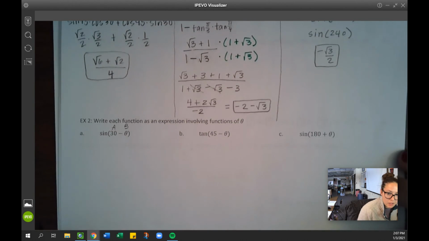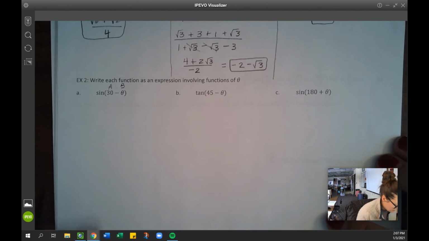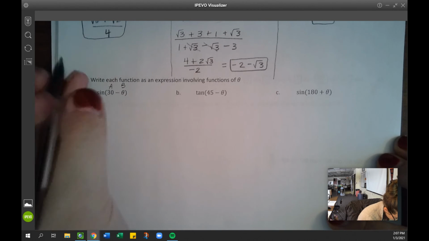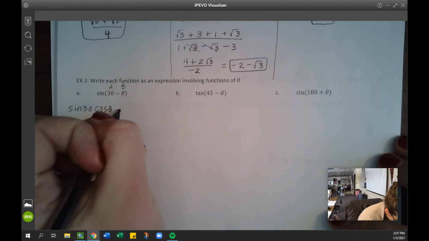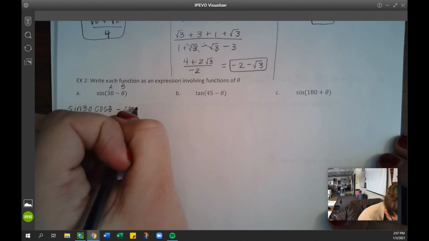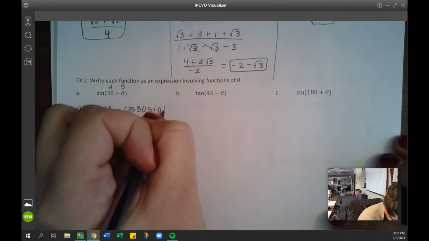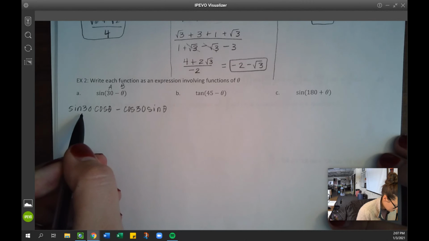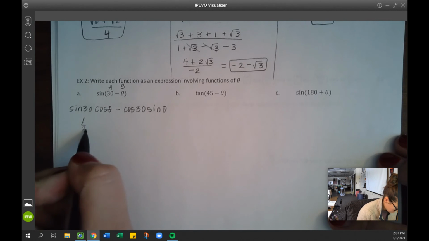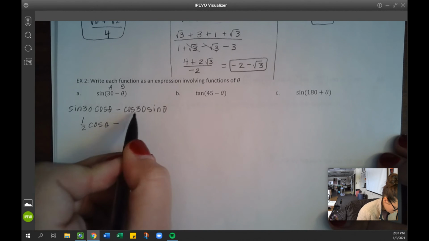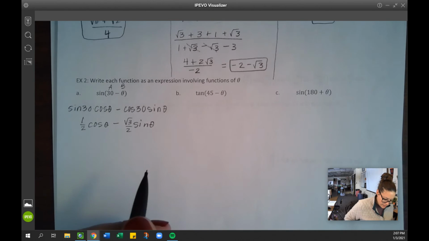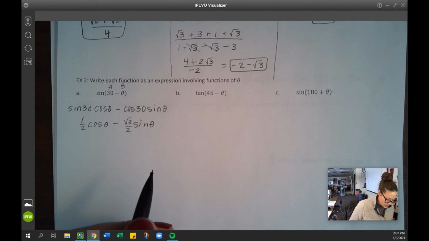Everywhere I see an A, I'm going to put 30. Everywhere I see a B, I'm going to put theta. So I have sine 30 cosine theta minus cosine 30 sine theta. So that gives me, what's sine 30? 1/2. Cosine 30 is square root of 3 over 2. And that's really about as simplified as we can get.